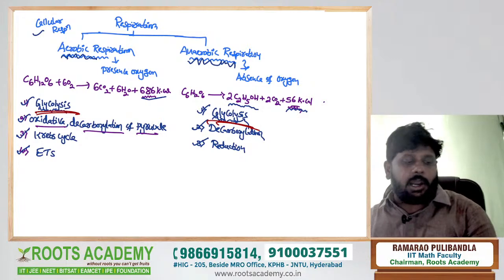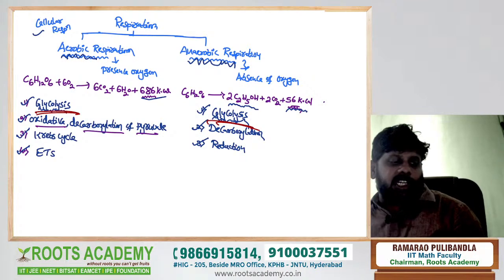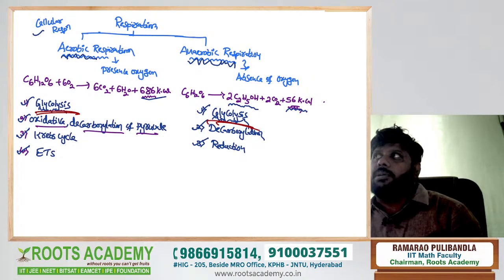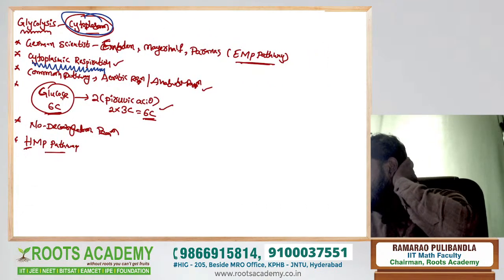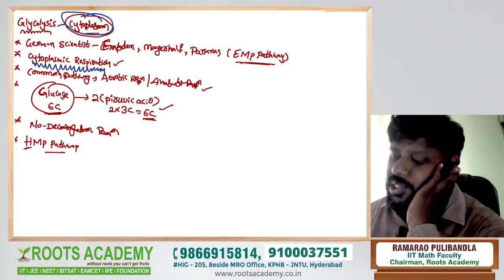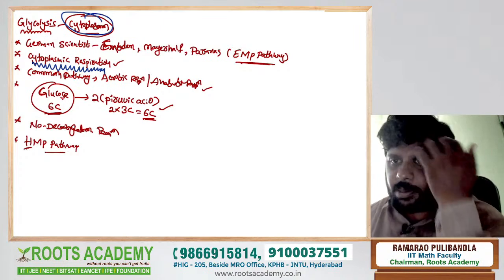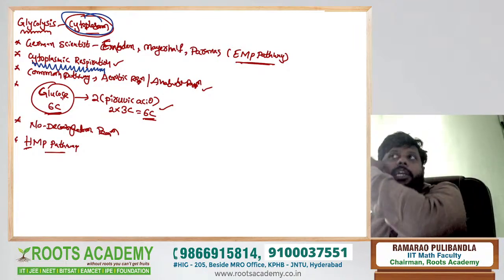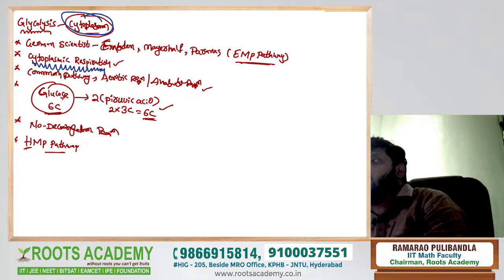Aerobic respiration is completed in how many steps? 4 steps, which include glycolysis, oxidative decarboxylation, the Krebs cycle, and the electron transport system. Where does the electron transport system take place? It takes place in the mitochondrial cristae. What is cristae?